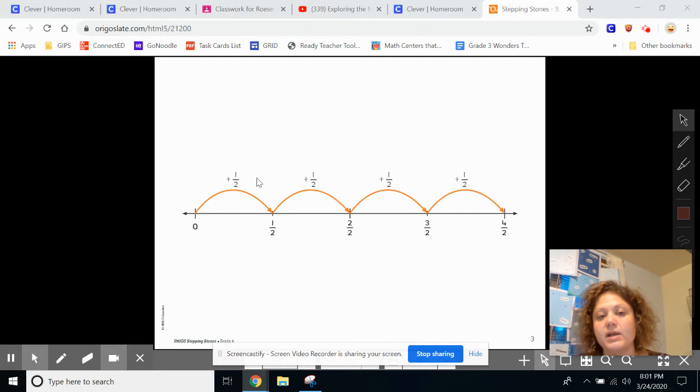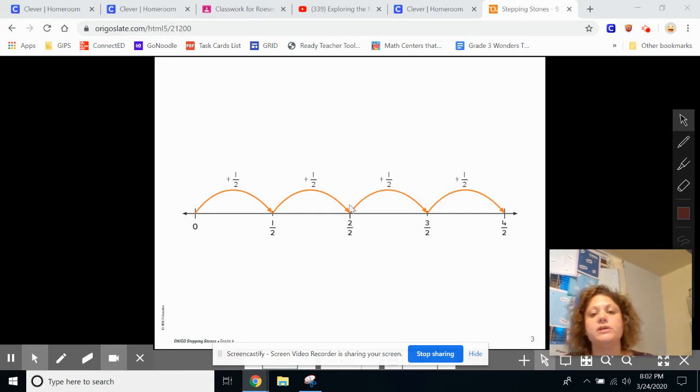So here we have 1/2, and that is labeled here on the number line. And then we have another half, which is labeled 2/2, because 1/2 plus 1/2 is 2/2. We also know that 1/2 plus 1/2 is a whole. So 1 whole is represented on this number line by 2/2. We have 2 pieces out of 2 pieces, so we have the whole piece.